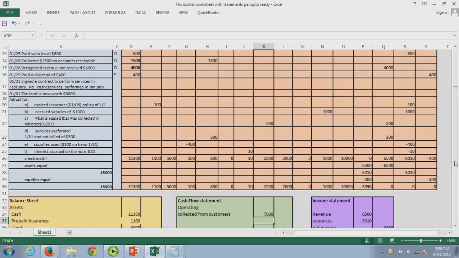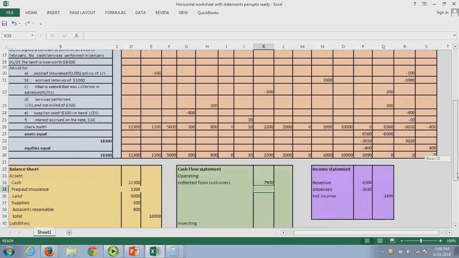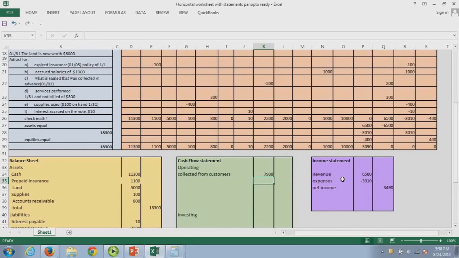And you can see cash from customers is different than revenues earned. We did not get the cash from all the customers we had, and we got cash before we earned some of the revenues as well. That's normal. That you would expect.